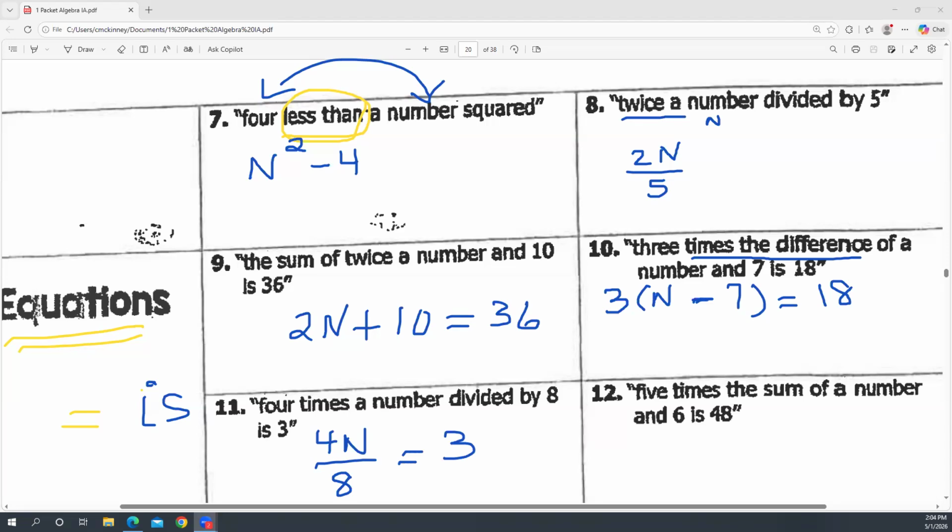Number 12. I see times the sum. Okay, 5, so 5 wants to multiply with something, but it's not just one thing, it's times the sum. So we need to use parentheses. N, so a number, and 6. Close up the parenthesis, and then is, there's my equal sign, 48.